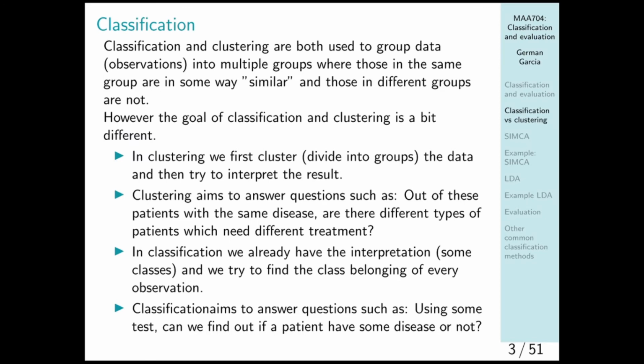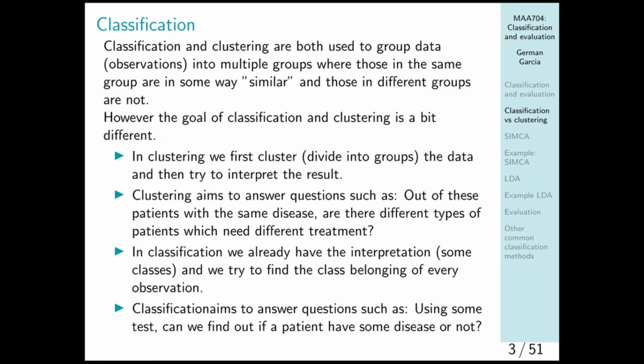Now, the idea behind classification and clustering is to group data into multiple groups such that data in those groups are similar but different to those in different groups. Like find out common features and use them to discriminate the data. However, they don't share exactly goals, and so when we cluster, we first divide the data into groups and then try to interpret the results, while in classification we already have the interpretation, namely we are working with different flowers, and what we are trying to find is the class belonging of every observation given that interpretation.